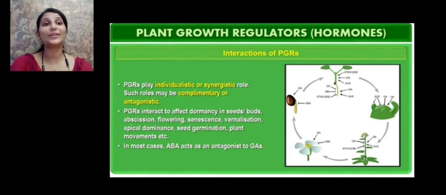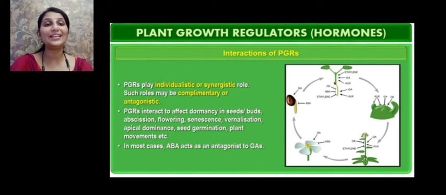Now last, let us learn about the interactions of the PGRs. These plant growth regulators can act either individually or they can act in a synergistic role. That is, they can interact with each other, so that when they interact together, they give a combined effect. Such a role can be either complementary, in which they interact and bring about a combined effect, or they can act antagonistically. That means they can act against each other.